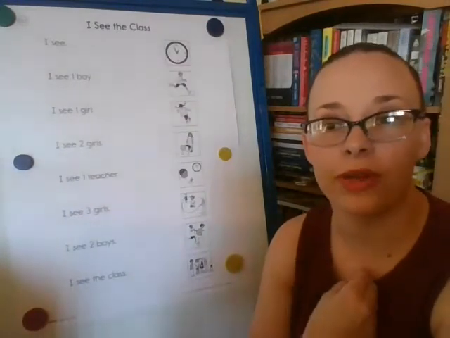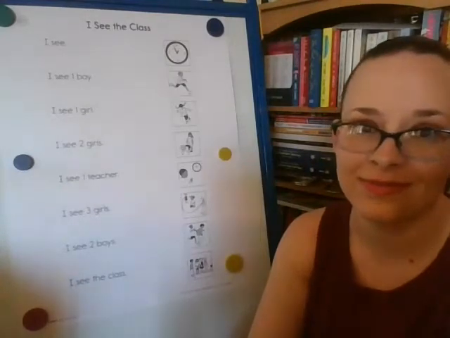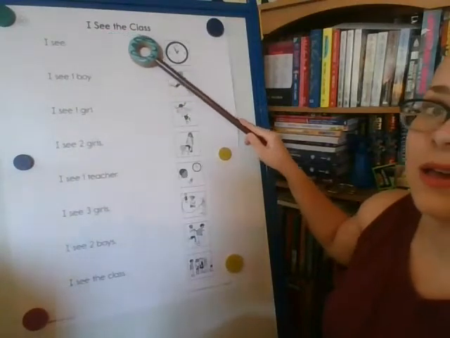First time, I'm going to read it first, and I want your students to echo me. At the end of the lesson, I'm going to have your students read all by themselves. Let's get started. I see the class.